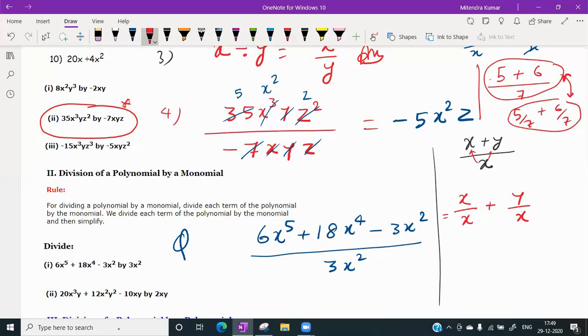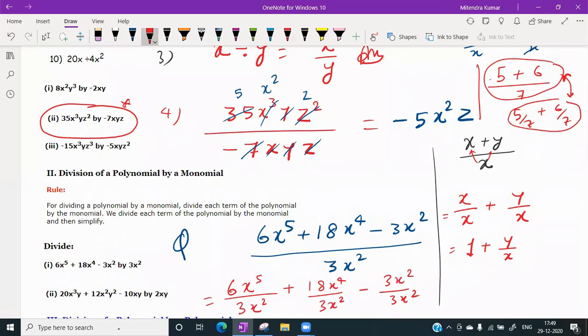Okay, same thing here. You have to separate them. If further simplification is possible, you have to do it, otherwise leave as it is. Are you getting my point, students? आ रहा सबको समझ में?